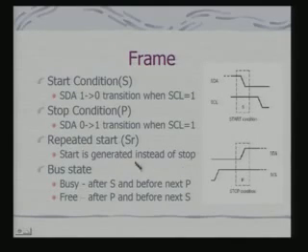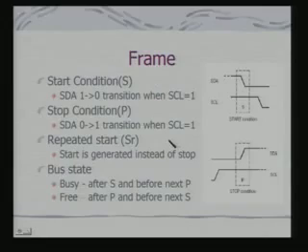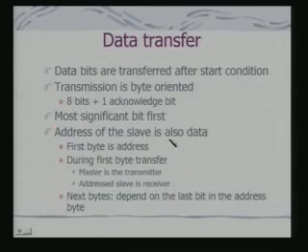There can also be another state, what is called a repeated start. So, start is generated instead of a stop after a frame. The bus is normally busy after S and before the next P, and free after P and before the next S. So, this actually indicates the beginning of a data frame which is to be transferred.